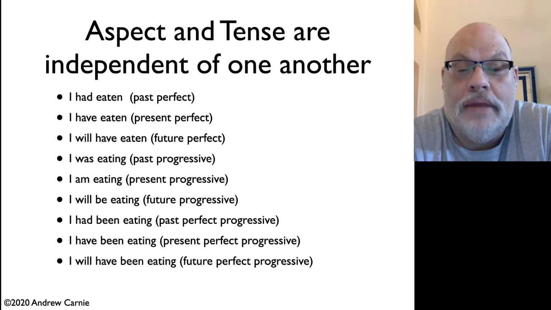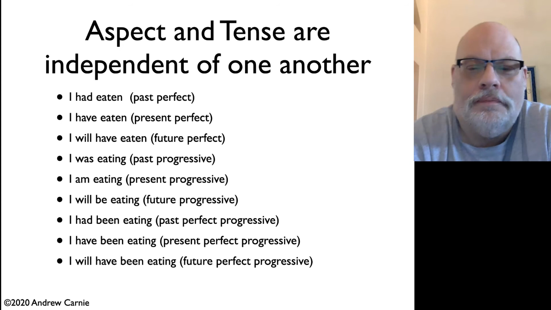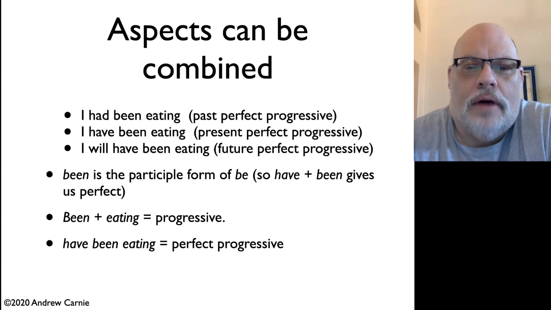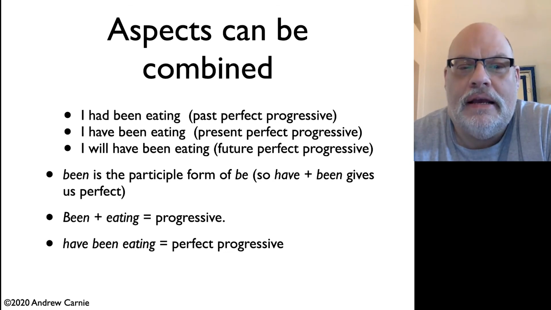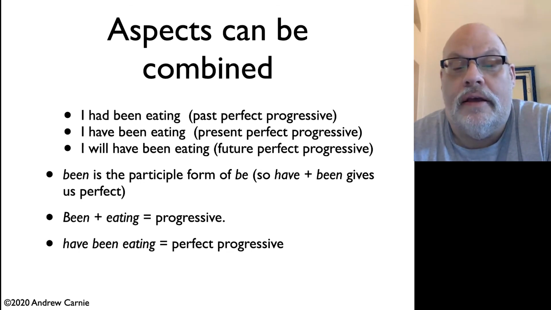I will have been eating is one of those things that drives non-native speakers of English up the wall. How on earth do you remember to put all those auxiliaries in, and what do each of them mark? Now, as I've mentioned, you can combine these. I had been eating, I have been eating, I will have been eating. Been is the participial form of be, so have plus been gives us perfect. And been plus eating, which is in the gerund, is the progressive. Have been eating is the perfect progressive.